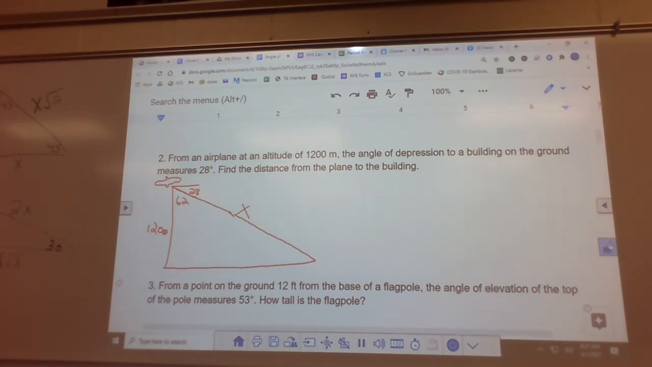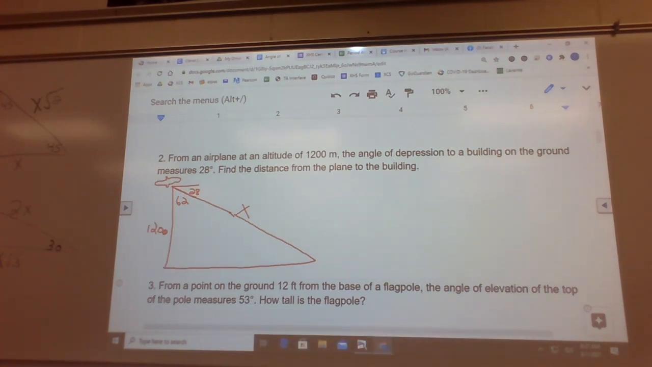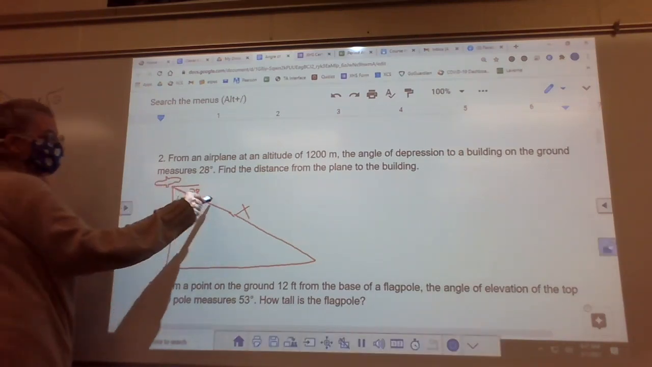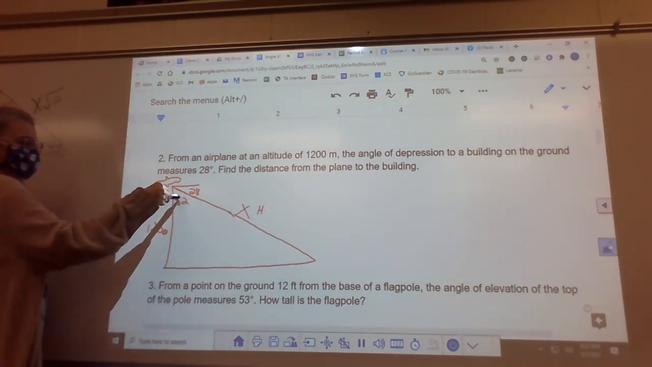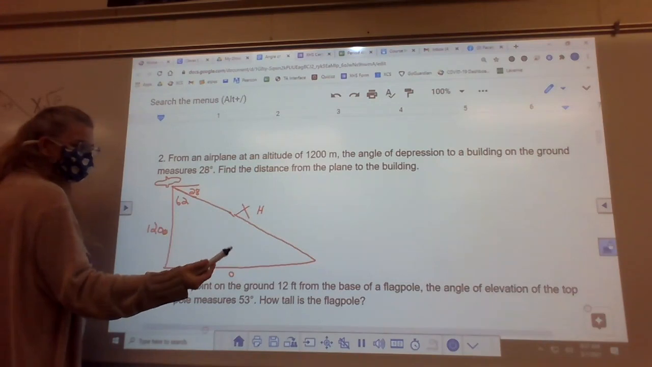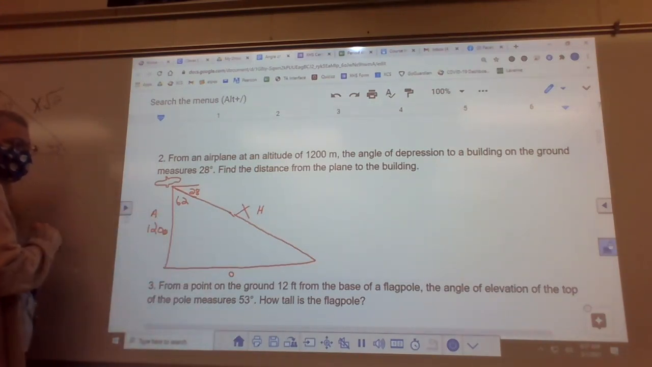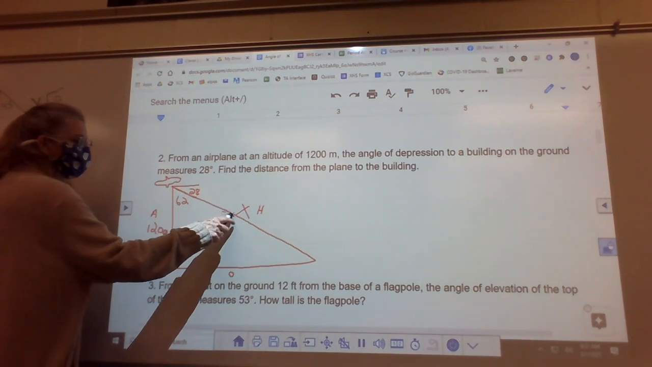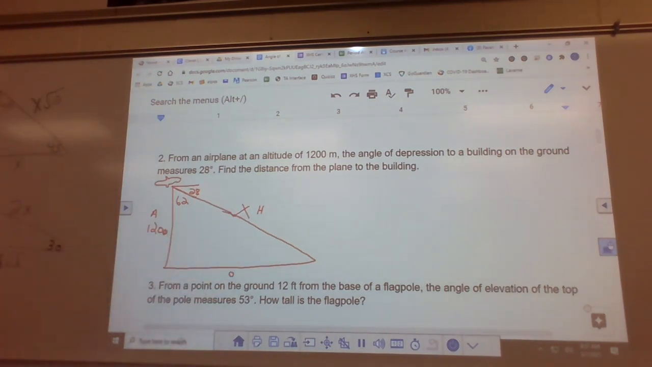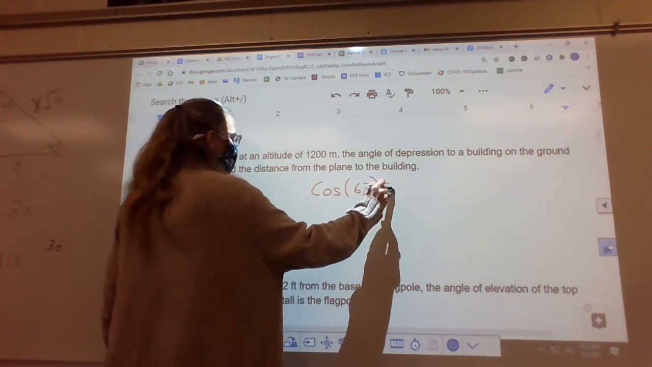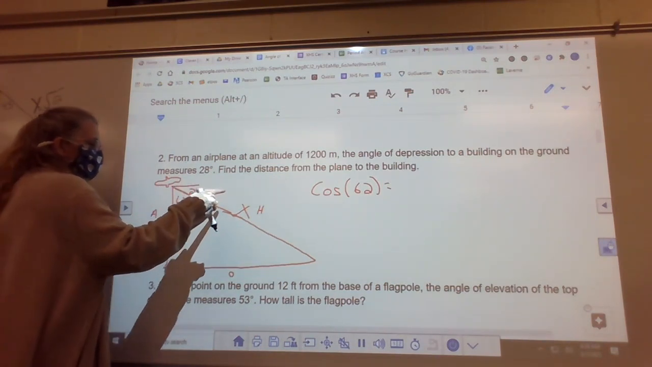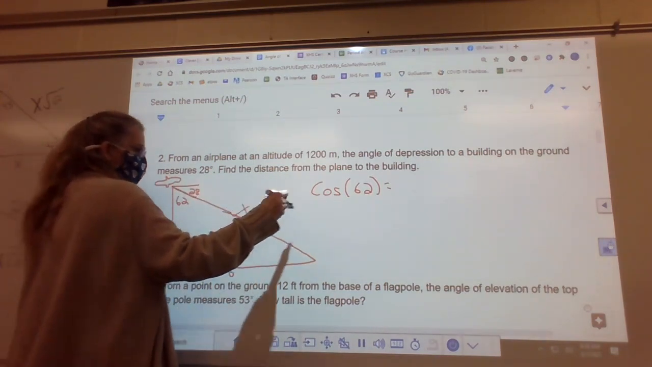So now I have my problem set up. Well, the hypotenuse, that's what I don't know this time. Longest side. 62. This must be the opposite, but there's nothing there. So this is adjacent. So this time I have stuff on adjacent and a hypotenuse. So which trig function am I going to have to use this time? Cosine. So I have cosine of the degree equals adjacent over hypotenuse, 1,200 over X.